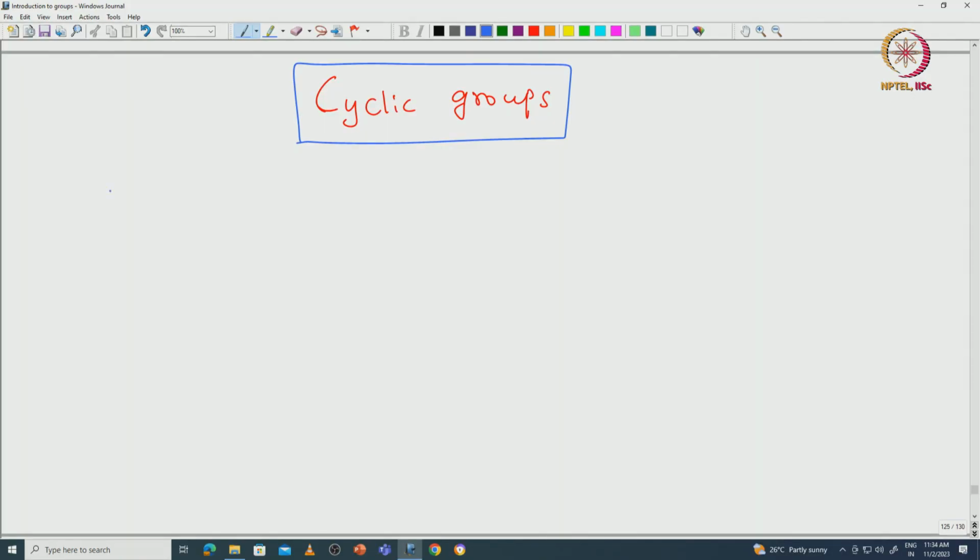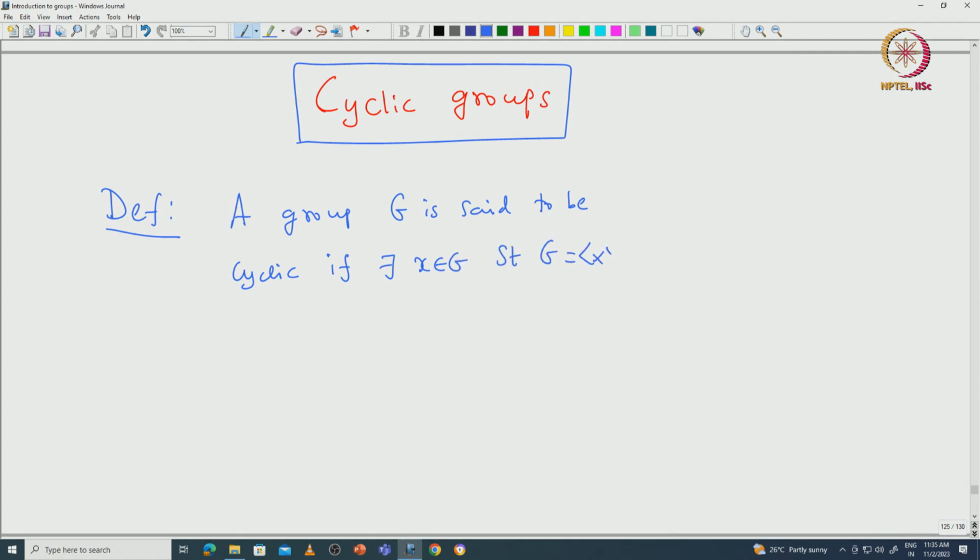Welcome back everyone. In this lecture, we will talk about cyclic groups, and I will try to give various characterizations of cyclic groups. So, let's start with the definition. A group G is said to be cyclic if there exists an element x in G such that G is generated by that element.